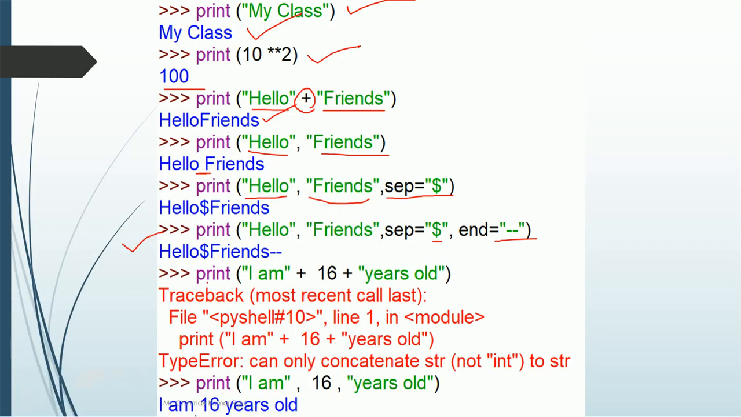Suppose I print "I am" plus 16 plus "years old". This is a problem. Why is it a problem? The data types are mismatching. Both "I am" and "years old" are string data type. It cannot be added with the numeric data type. So this will show an error. So what is the correct one? "I am", comma, 16, comma, "years old". This is the correct method. You can use the comma, and the same way you will get the result.